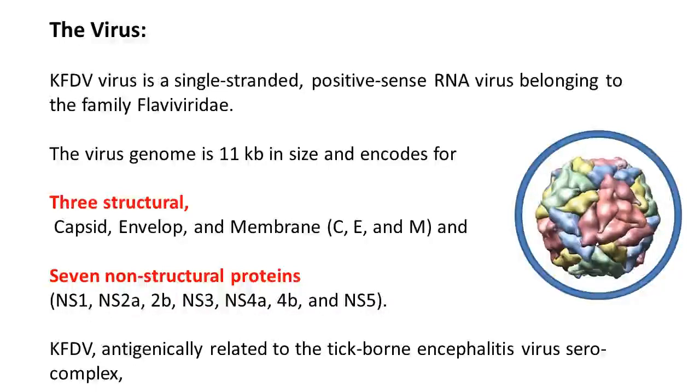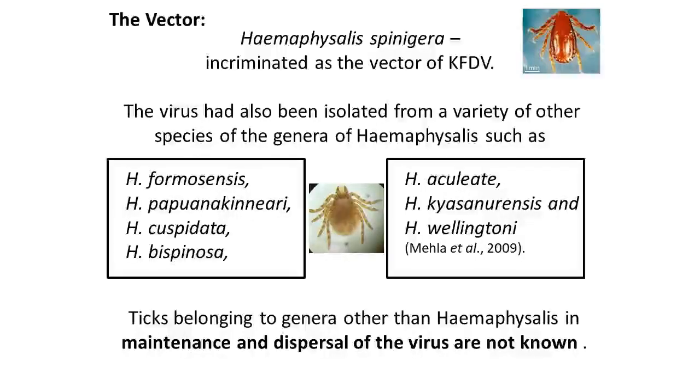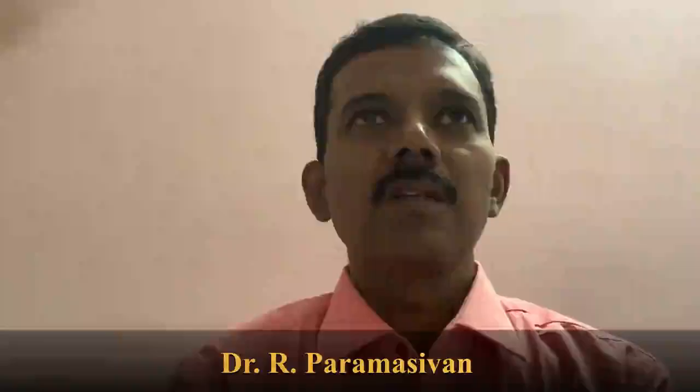As far as the vector is concerned, Haemaphysalis spinigera is incriminated as the vector of KFD virus. Of course, other members of the genus Haemaphysalis were also suspected to transmit the infection, since the KFD virus has been isolated from these species. Other important species of the Haemaphysalis genus are Haemaphysalis cuspidata, Haemaphysalis bispinosa, Haemaphysalis kyasanurensis, and Haemaphysalis wellingtoni. Interestingly, ticks belonging to genera other than Haemaphysalis were also suspected to carry the virus, and their role in transmission or dissemination of the virus is not yet known.